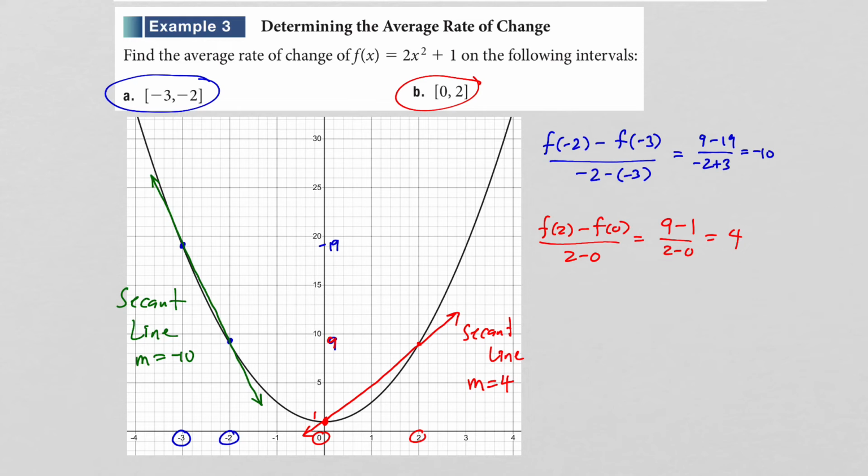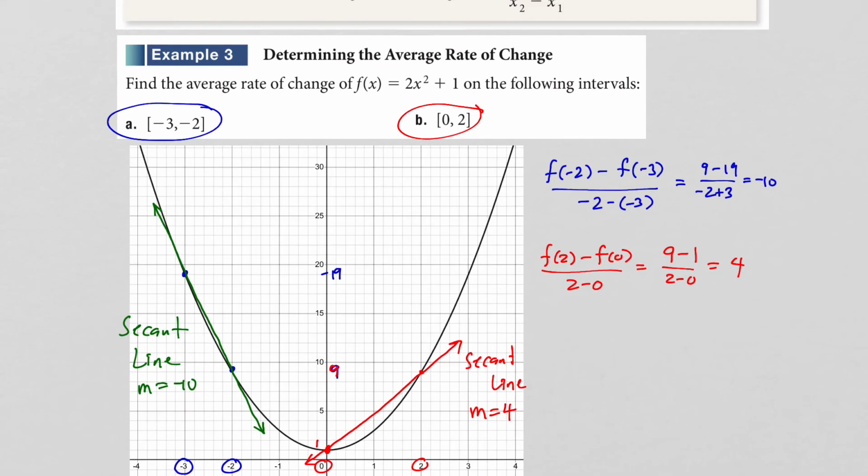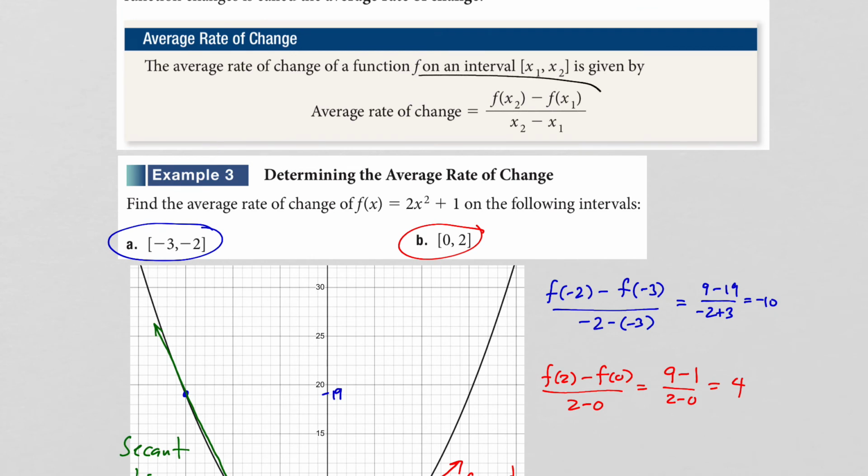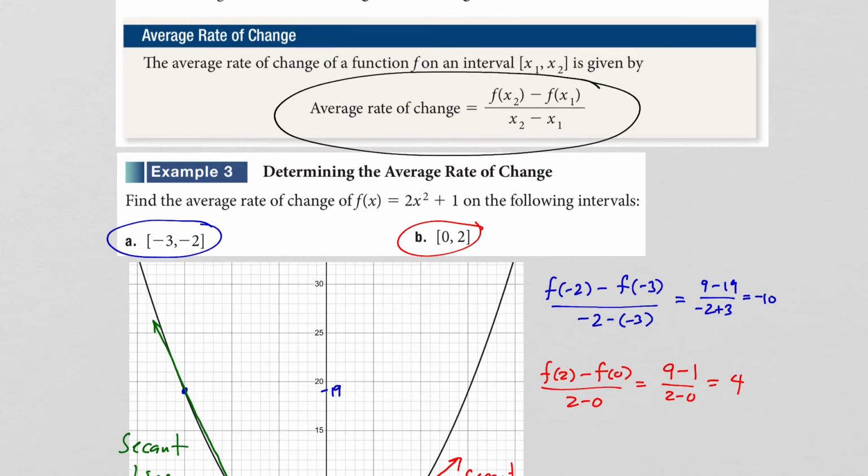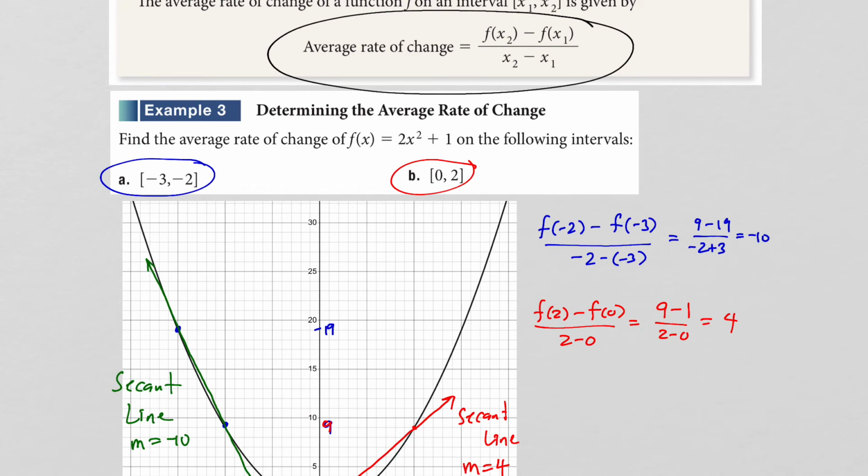So the average rate of change from x equals 0 to x equals 2 is positive 4. Well, that's because the general feature of the graph here is that it's going up. It's increasing, right? So it has this positive average rate of change. Whereas over here, the graph is going down. Right? It's decreasing. So it has an average rate of change that is negative. Okay? So when you're finding the average rate of change, all you need to do is use this formula. But graphically, what you are doing is you are finding the slope of the secant line.